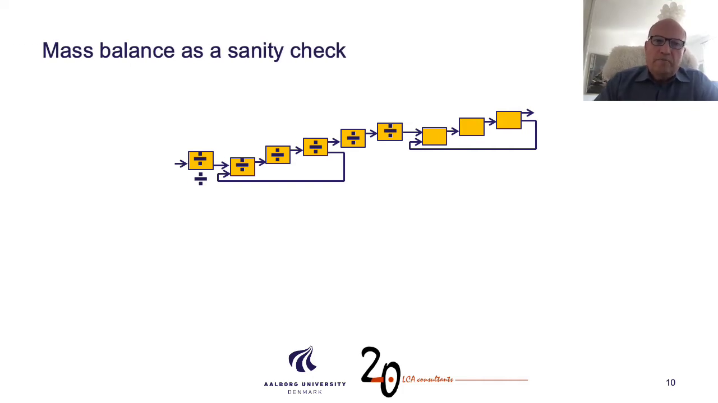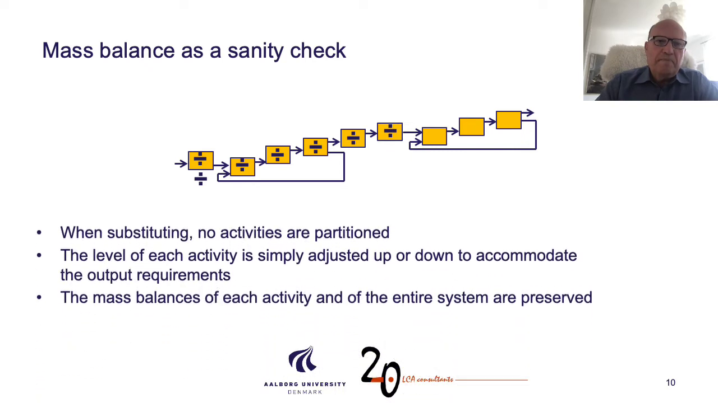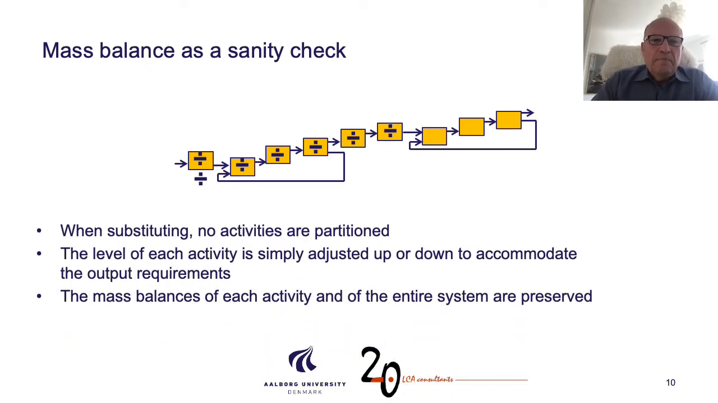You can always use mass balance as a sanity check for your total system after all the expansions or substitutions have been done. When substituting, no activities are partitioned, and that means that the level of each activity is simply adjusted up or down to accommodate the output requirements. That means that mass balances of each activity and of the entire system are preserved. If you find a lacking balance somewhere, that points to an error in your modeling.